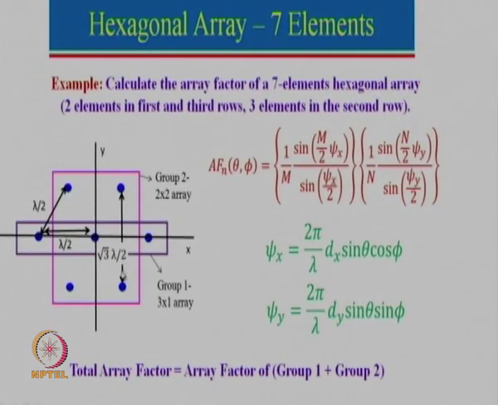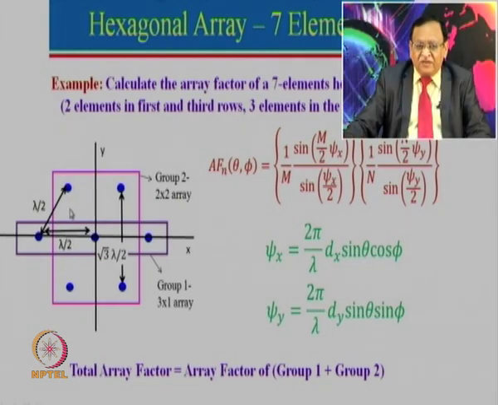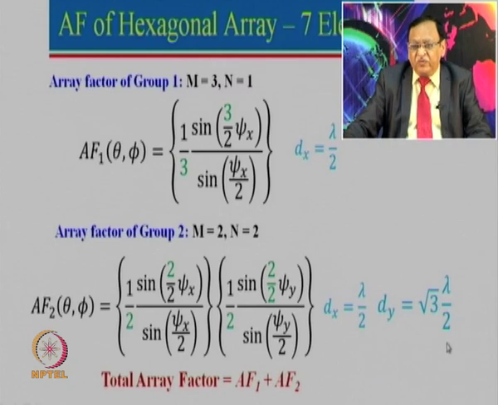And what is the distance along the y axis? Since this is an equilateral triangle, the height of the equilateral triangle will be √3/2 times d, or the length here. So the total will be √3 times λ/2, and that is what we put here. The total array factor is nothing but the sum of these 2 array factors. So this is one of the easiest ways to find the array factor.